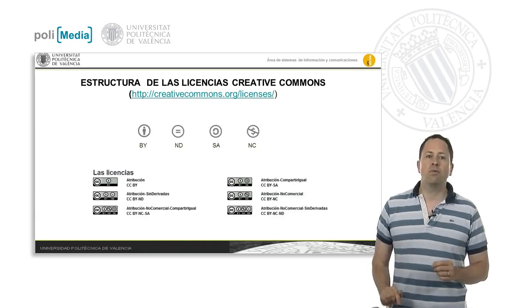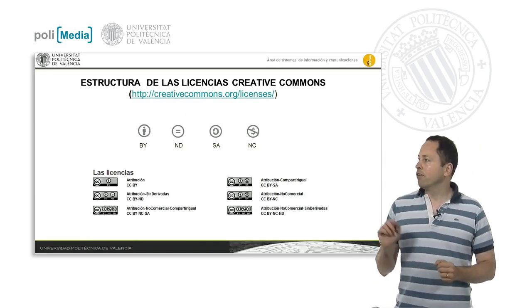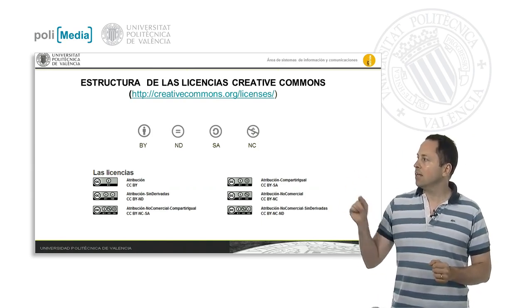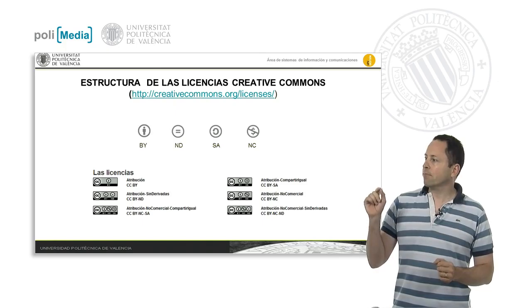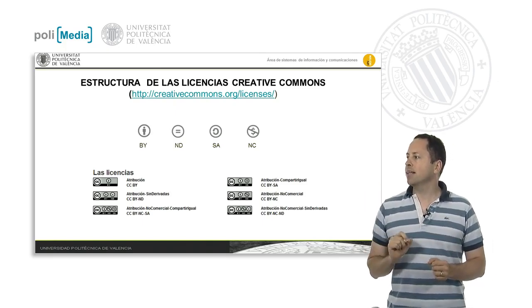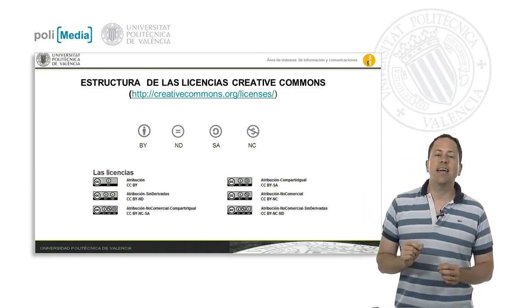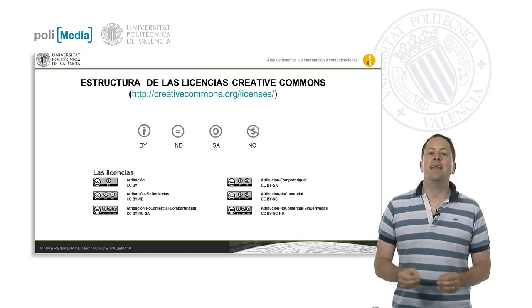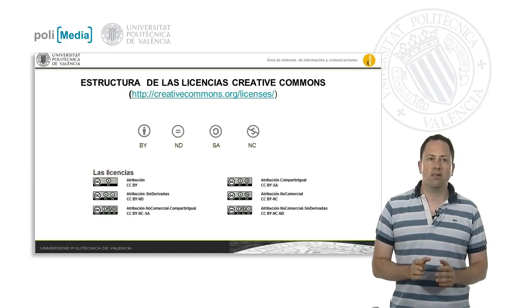How are they structured? Well, they are structured in the following way. Notice that there are four concepts: BY, ND, SA, and NC. BY means attribution. That means that if you're going to use a content that has a BY license, you have to say who the author is and where you got it from.